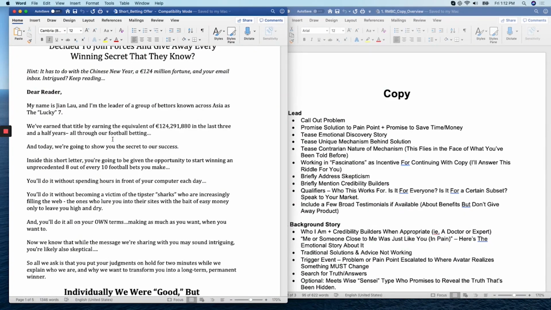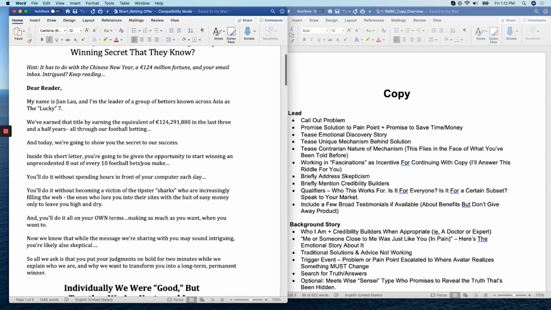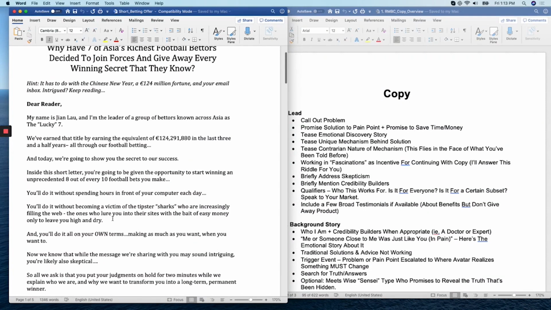You'll do it without spending hours in front of your computer each day. You'll do it without becoming a victim of the tipster sharks who are increasingly filling the web, the ones who lure you into their sites with the bait of easy money only to leave you high and dry. And you'll do it all on your own terms, making as much as you want when you want to. Now, we know that while the message we're sharing with you may sound intriguing, you're likely also skeptical. So all we ask is that you put your judgments on hold for 2 minutes while we explain who we are and why we want to transform you into a long-term permanent winner.